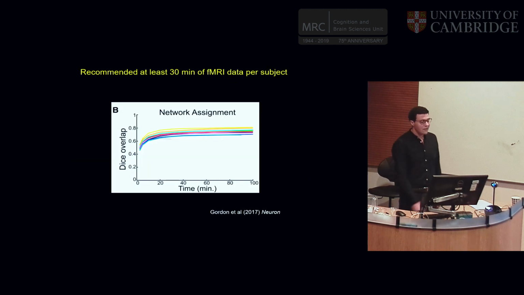But how much resting state data or functional MRI data should you acquire for your MSM registration? That's still under investigation. But if you look at this data from the Midnight Scanning Club, you can see that the stability of network assignment actually starts to plateau around 30 minutes. So it's for now recommended to acquire at least 30 minutes of fMRI per subject. So in total, that means that you need 45 minutes just to do the HCP pre-processing.